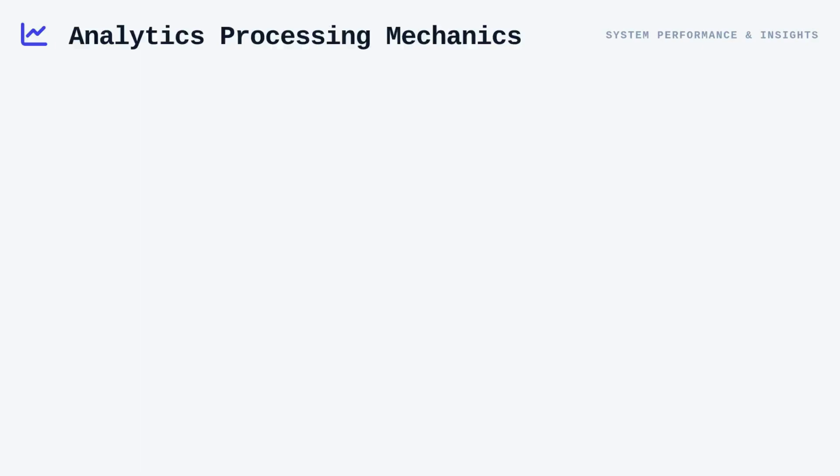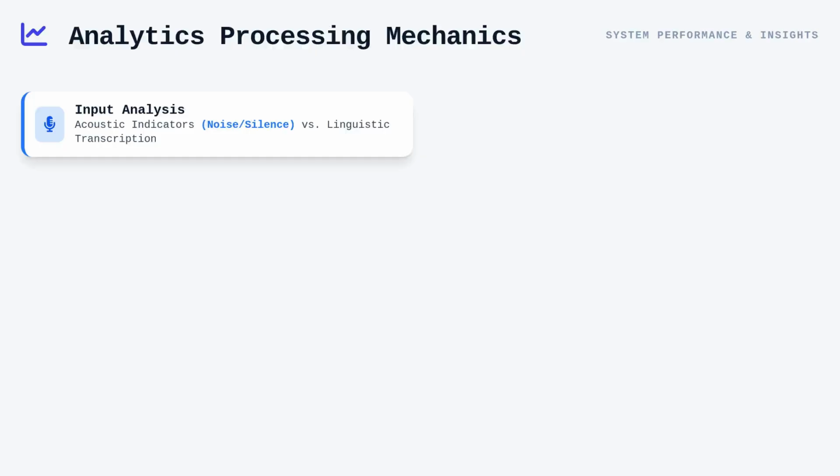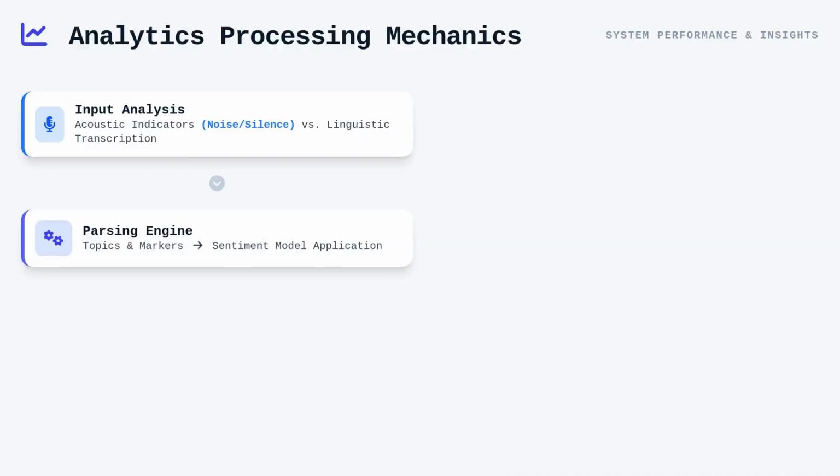Understanding the underlying mechanics of how these analytics are processed is critical for maintaining high system performance and accurate insight generation. The Genesys system treats acoustic indicators, such as background noise or erratic silence, differently than it handles the linguistic transcription of keywords. When a customer interaction concludes, the system parses the transcript through the lens of your defined topics and markers, then applies the sentiment model to the resulting text.